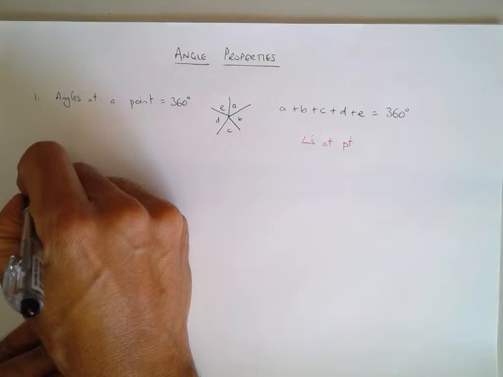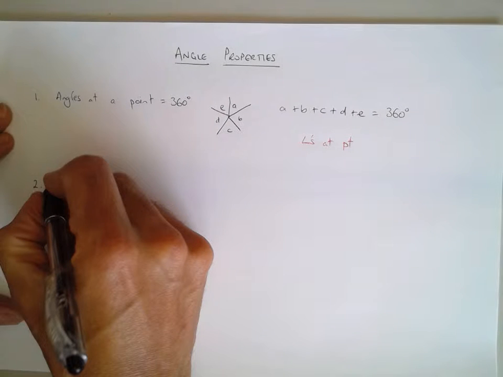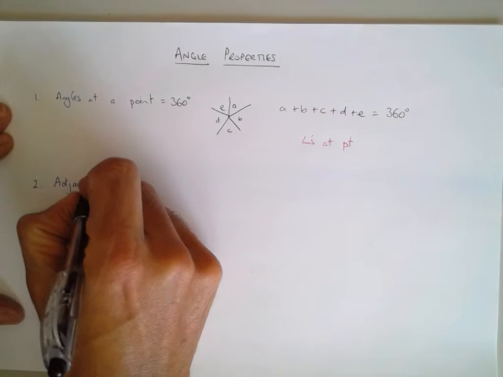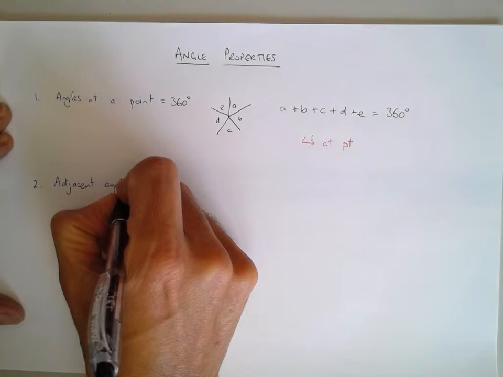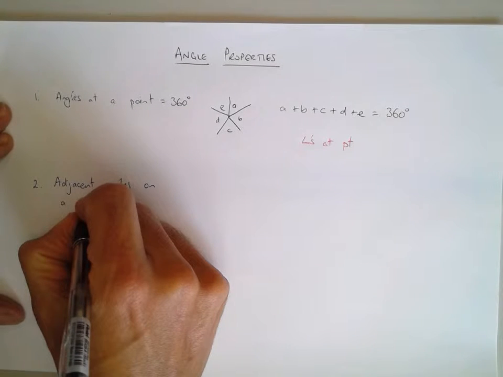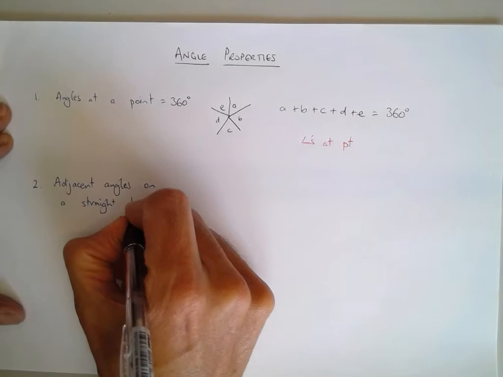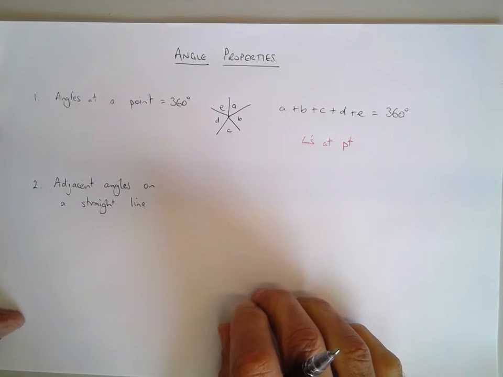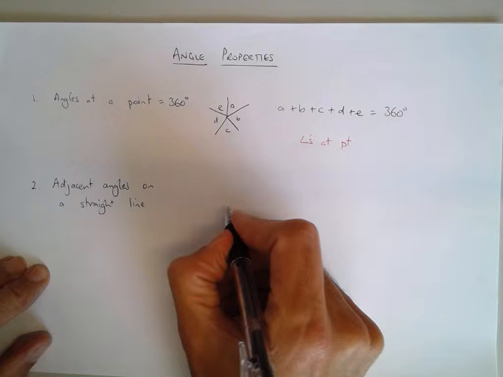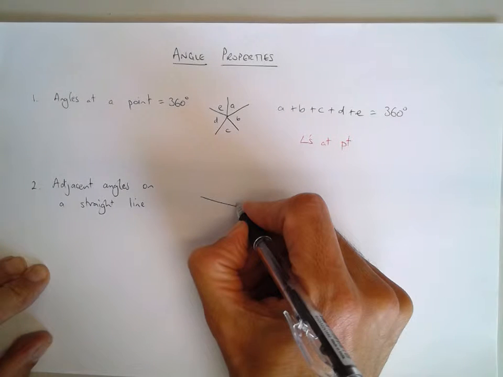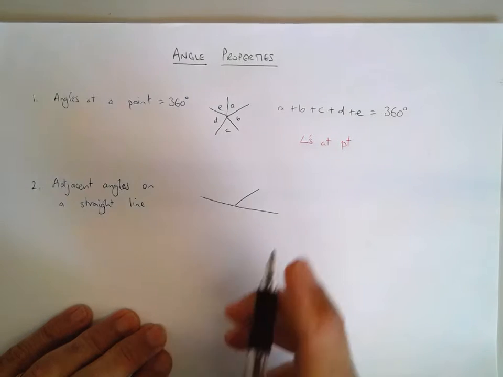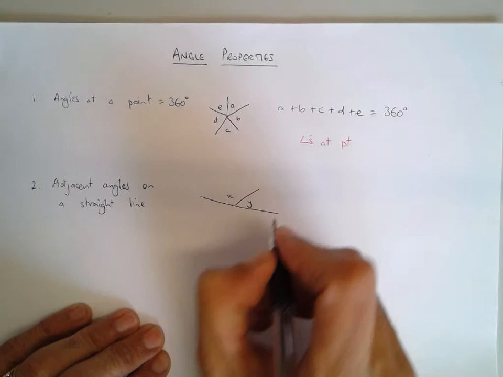The second one we'll look at is adjacent angles on a straight line. So by adjacent we mean two angles that are next to each other. So here's my straight line, and these two angles here are next to each other. So I could call them X and Y.